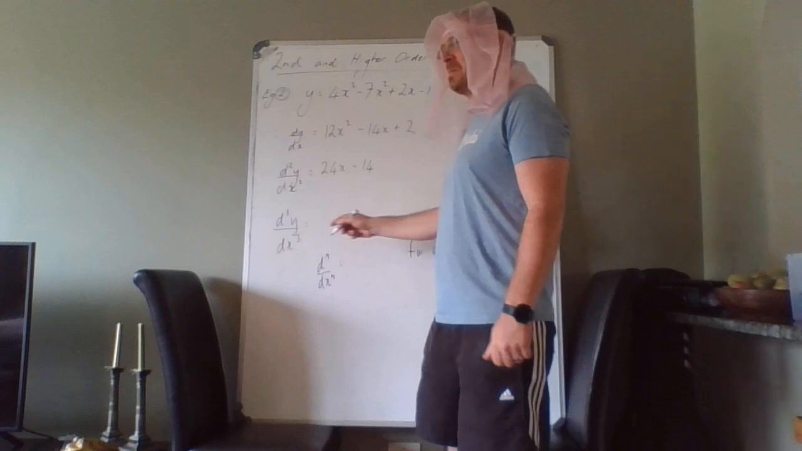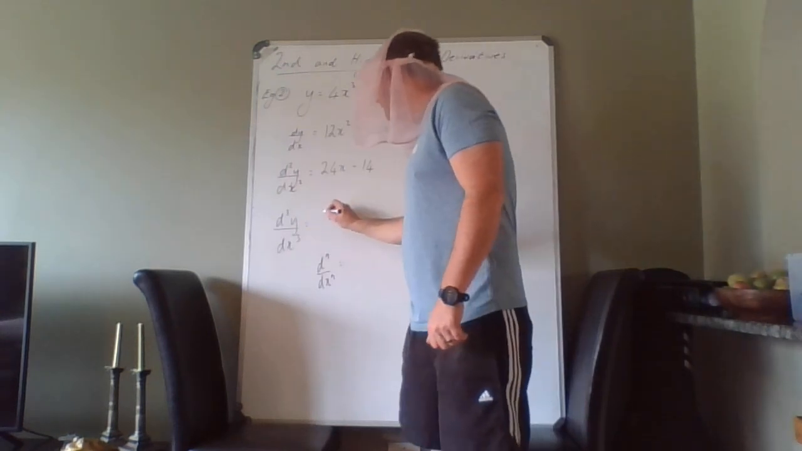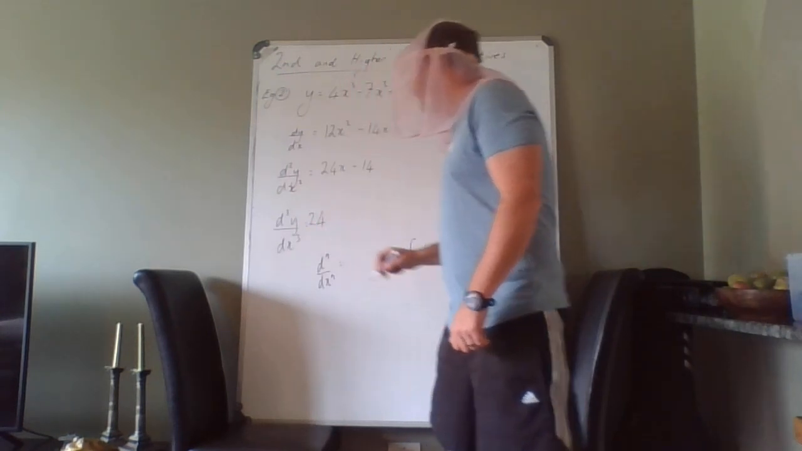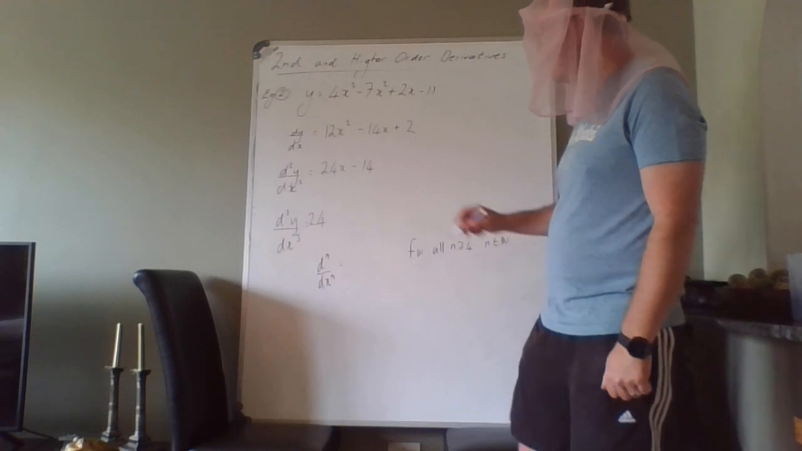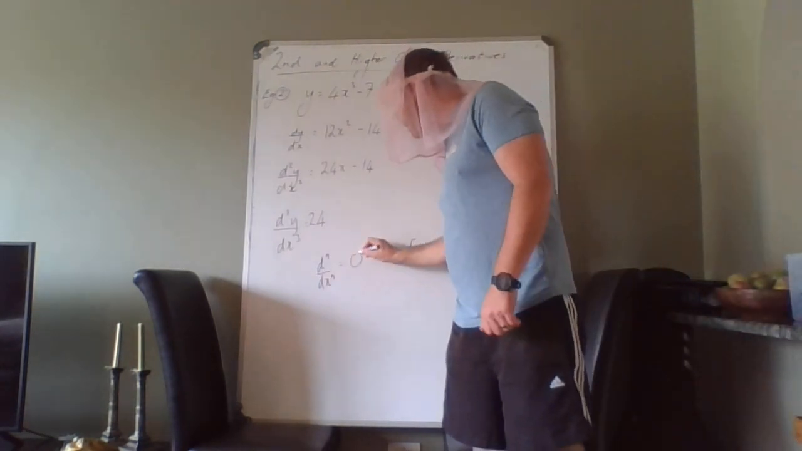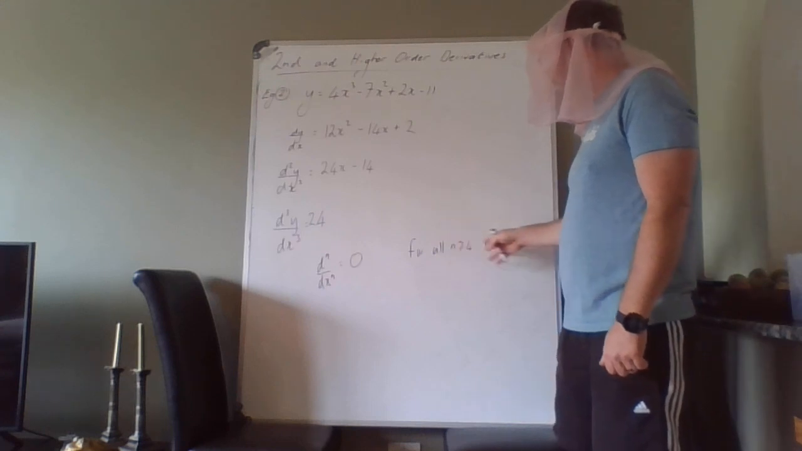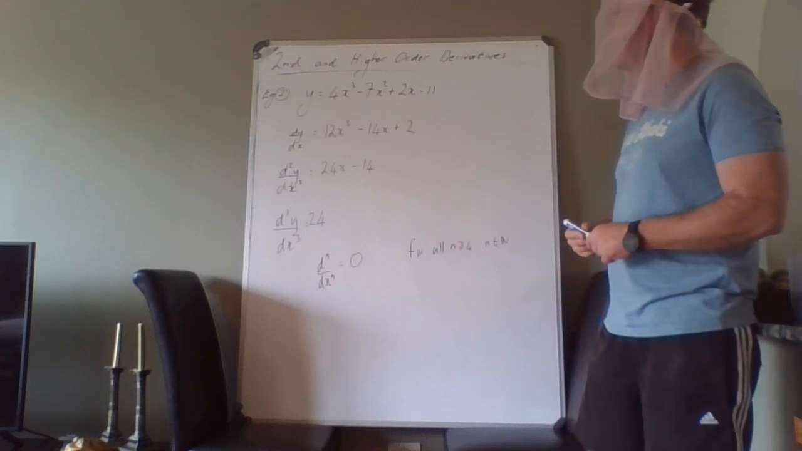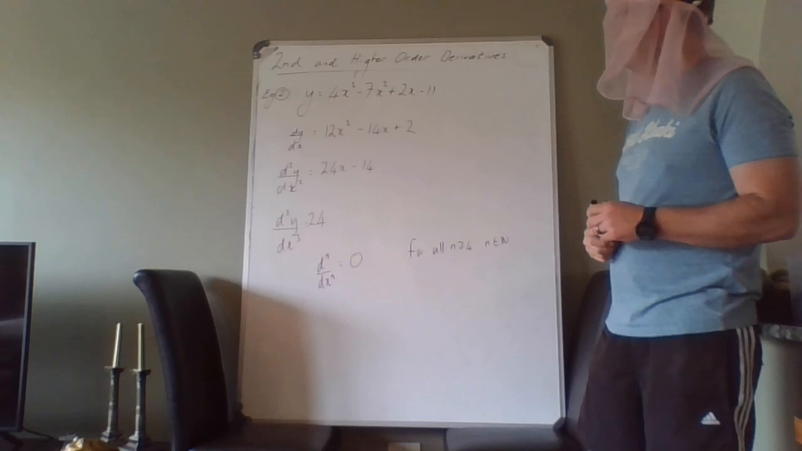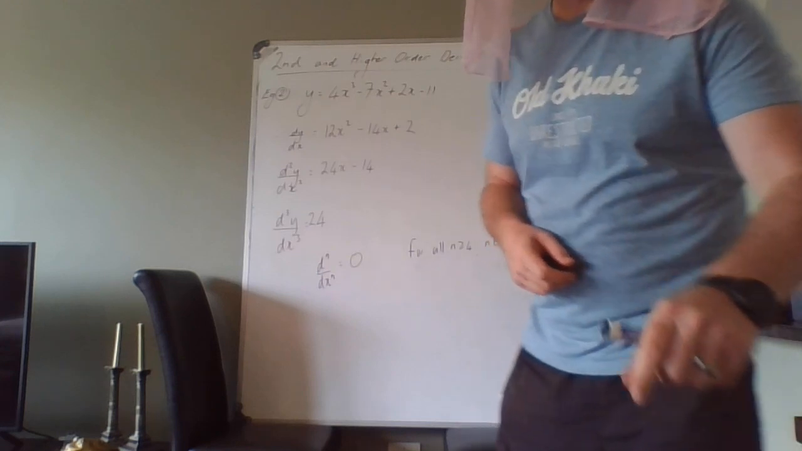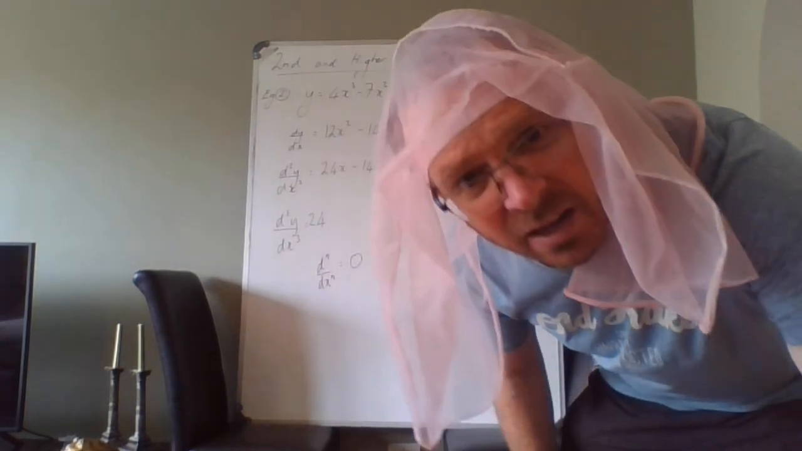Falling aside. The third derivative is going to be 24. And if I differentiate again, the derivative of a constant function is 0. So the nth derivative is going to be 0 for all n greater than or equal to 4, where n is an element of the natural numbers. Lovely, lovely stuff.